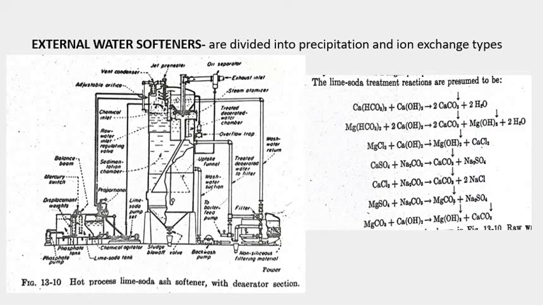Next would be the external water softeners, which are divided into precipitation and ion exchange types. So the figure shows the hot process lime soda softener with deaerator section. So this is how it looks like. In the lime soda treatment, reactions are presumed to be the following.